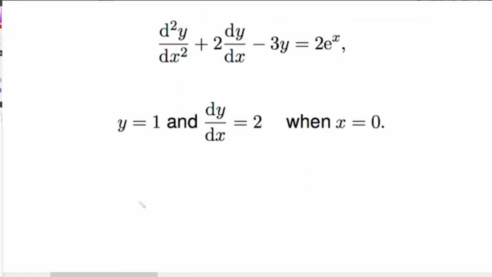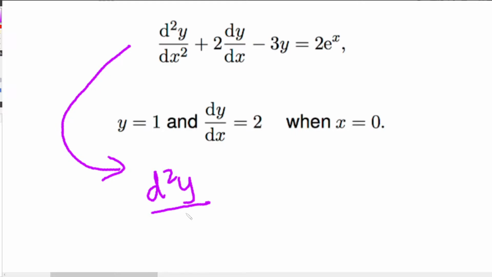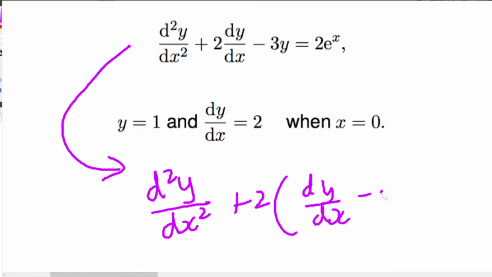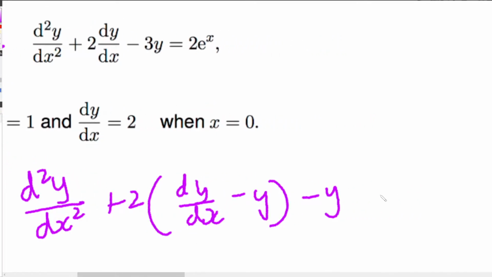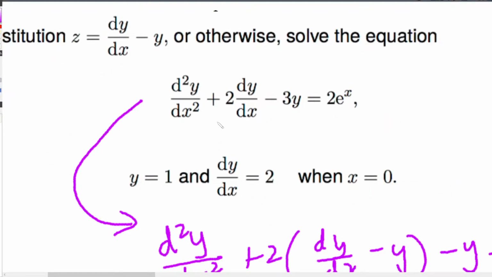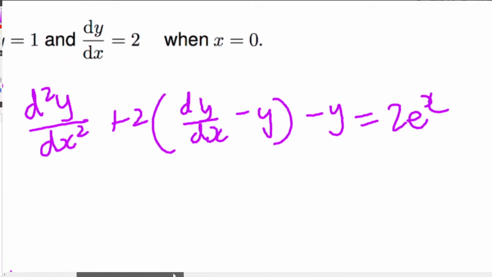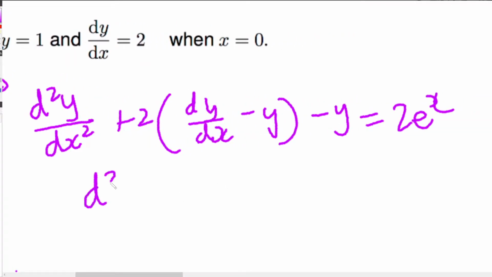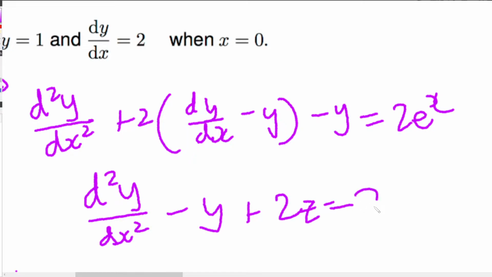So one crude way we could go about this is just investigating this question a little bit, just playing around with the expression. We'd find d squared y over dx squared plus 2 dy over dx minus y equals 2 e to the x. And if we just wanted to get this z into the equation somehow, this is how we do it. So we'd get d squared y over dx squared minus y plus 2z equals 2 e to the x. But obviously that's not super duper helpful for us.